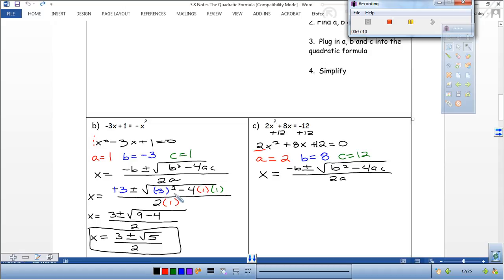Okay, you want to keep writing it because the more you do it, the more you'll memorize it. So you get x equals -8 plus or minus the square root of 8 squared minus 4 times my a value times 12, all over 2 times 2.